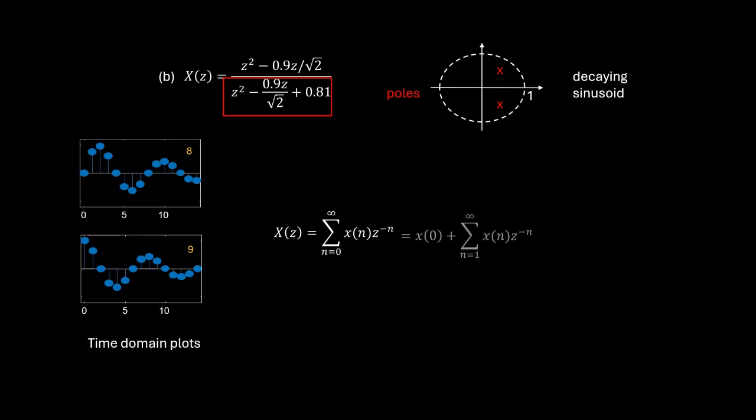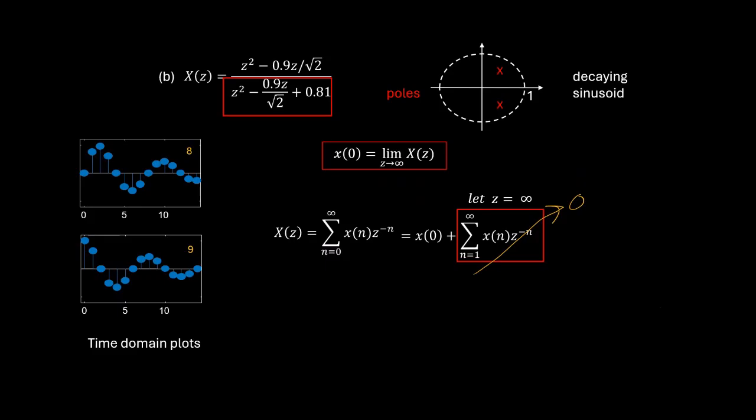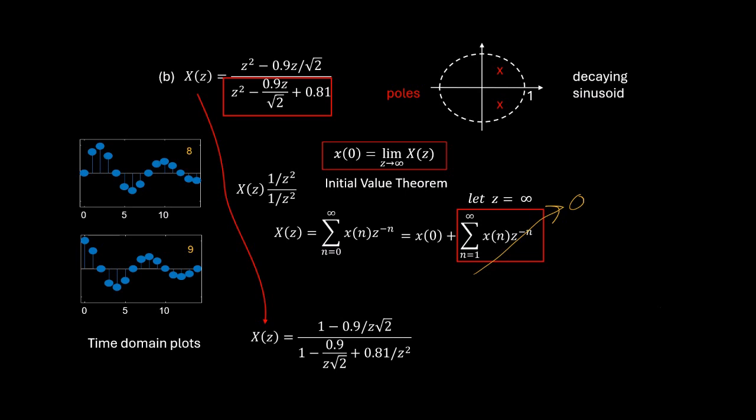Starting from the definition of the Z transform, we're going to evaluate the summation at n equals 0 and realize that for n equals 1 to infinity, that term goes to 0 when z goes to infinity. This is known as the initial value theorem. In order to estimate it, we're going to multiply and divide X of z by 1 over z squared. And realize that when z goes to infinity, those terms go to 0, and we end up with a final result of 1. And that's exactly what we're looking for.